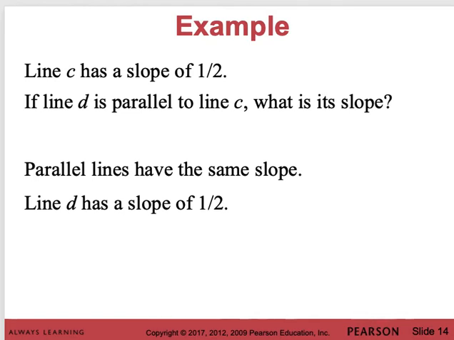So here's an example. Line C has a slope of 1/2. If line D is parallel like railroad tracks to line C, what is the slope? And since they're parallel, they have the same slope. So it'd also be 1/2 because they're increasing at the same speed. That's what our slope is. Rise over run.